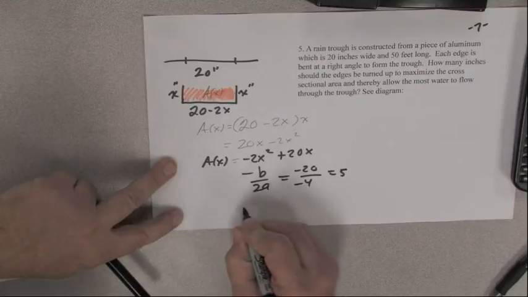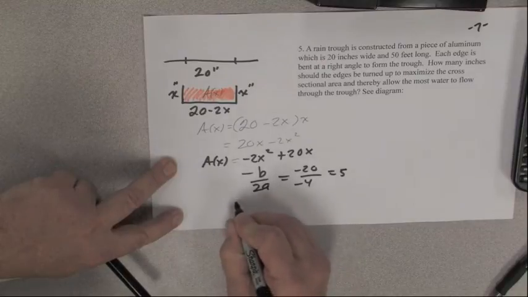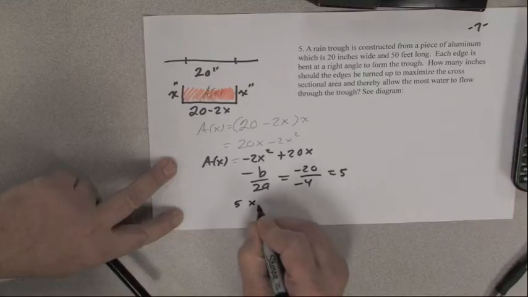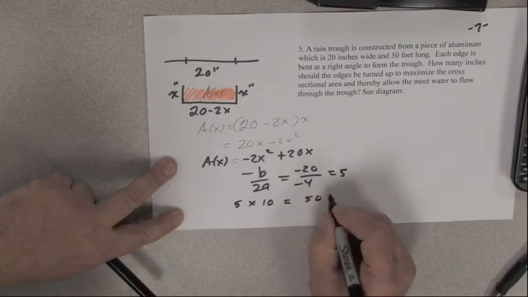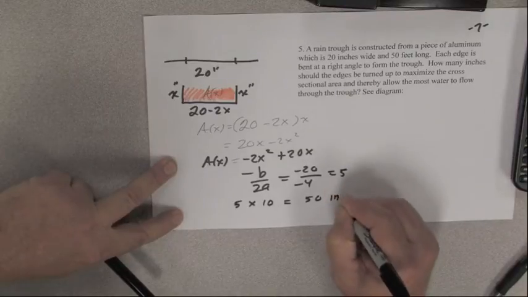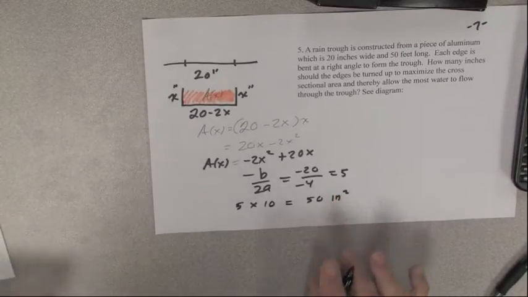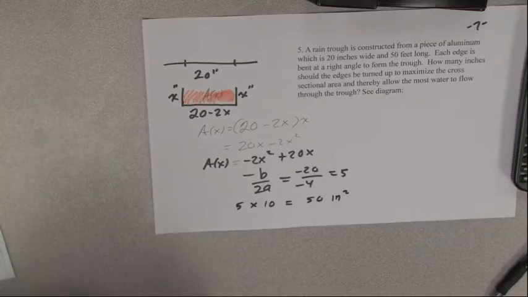and the area is going to be, if we bend it up 5 inches, it's going to be 5 inches wide by 20 minus 2 times 5 inches long, and so it's going to be 5 by what? 10, and that's going to be 50 square inches, and that'll be the maximum area that we can get from that 20-inch piece of aluminum.